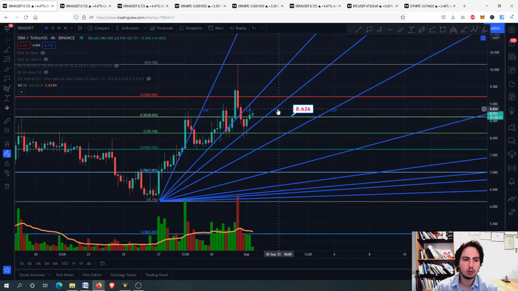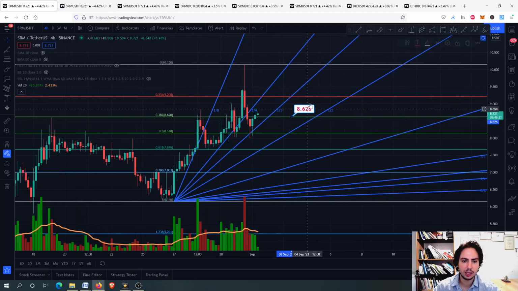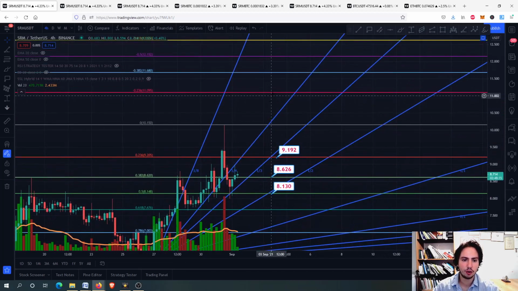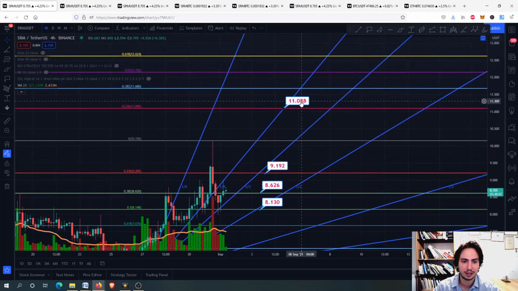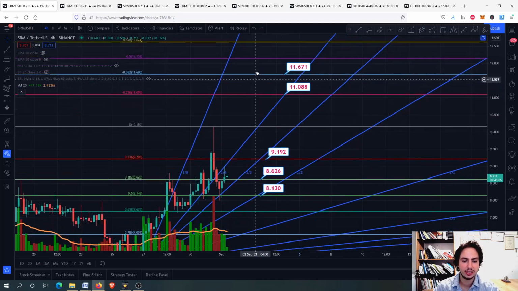And of course, we want to see whether or not we will be holding these support levels right here, the 8.1. And if we go further above, to the 11, sorry guys, to the 11 Tether USD, which is our next target. And of course, the 11.6.